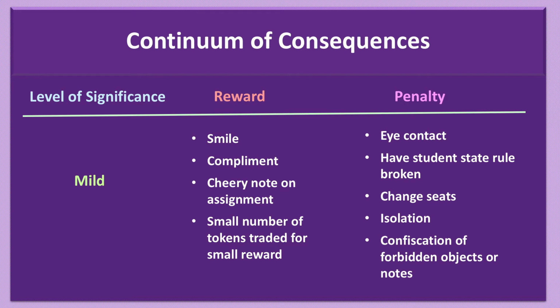Penalties that might be applied for mild deviations from expectations might include eye contact to let the person know that you have observed the infraction, having the student state the rule that was broken, having the student change seats by moving closer to the teacher, isolation by moving to a secluded part of the classroom, or confiscation of forbidden objects or notes. These need to be done with a minimum disturbance of the ongoing classroom activities.